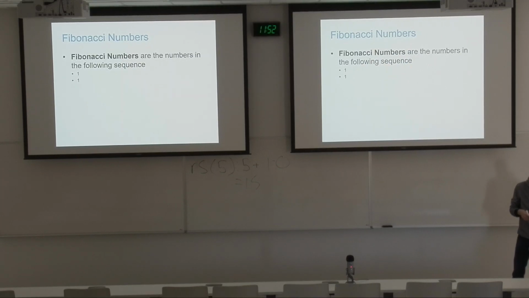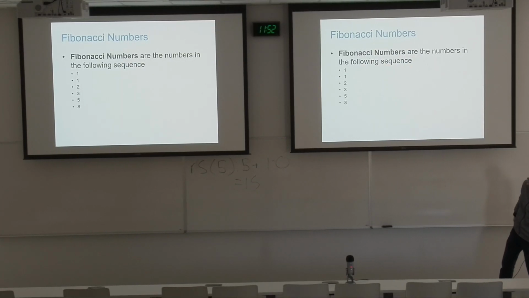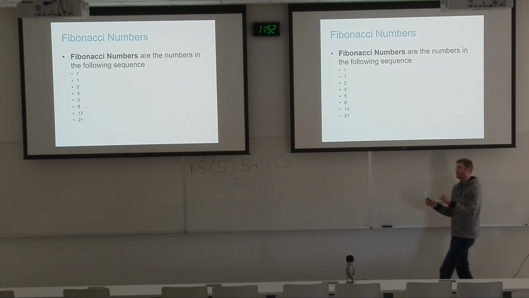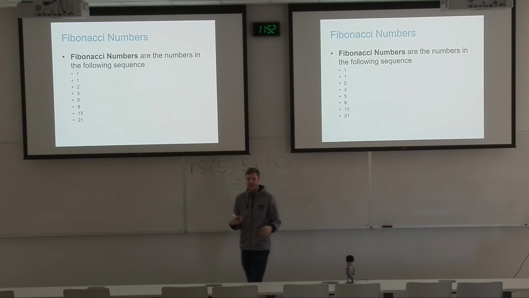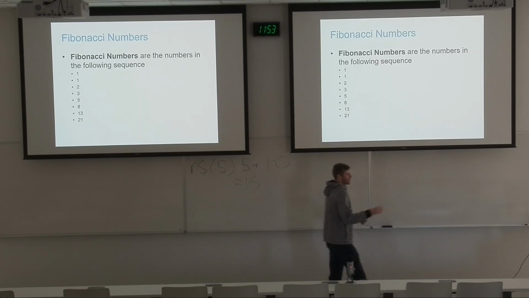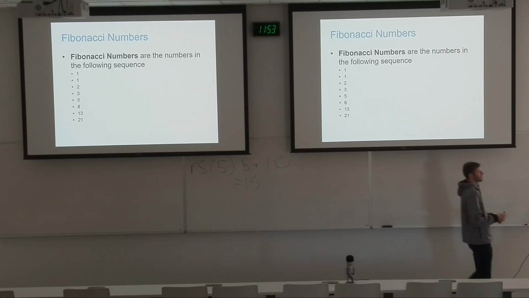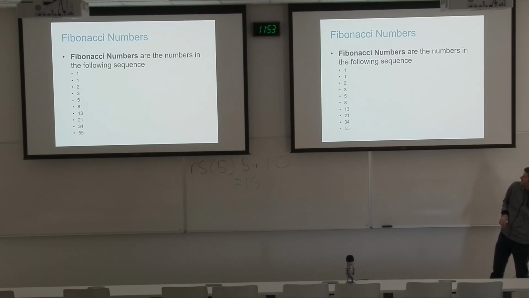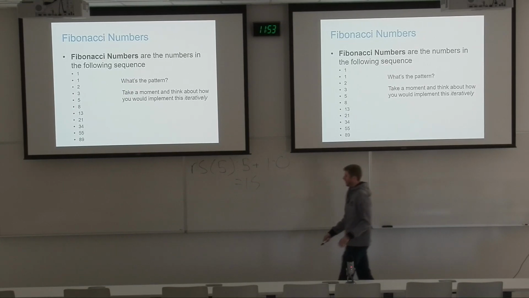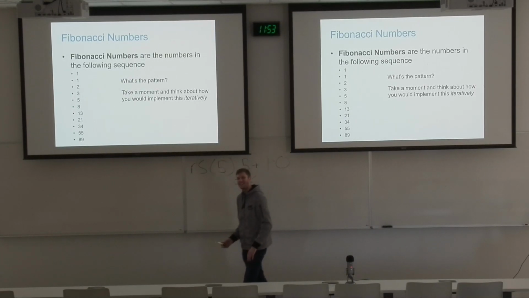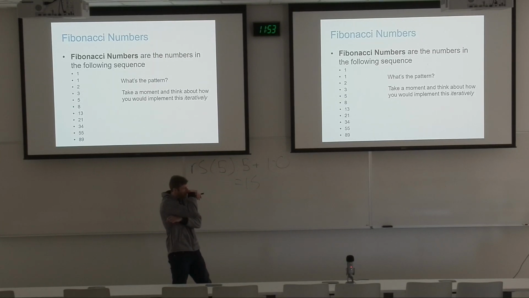Fibonacci numbers. Here is the Fibonacci sequence. The story's about bunnies having babies. Bunnies get stranded on an island or something, and they start multiplying because they have a lot of babies, and this is how they multiply. The story goes something like that. But the Fibonacci sequence is a very interesting, important sequence. What's the pattern? Take a moment, look at this. Pause the video, I guess, and see if you can figure out the pattern.